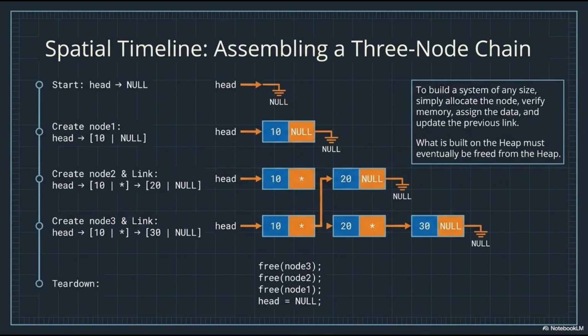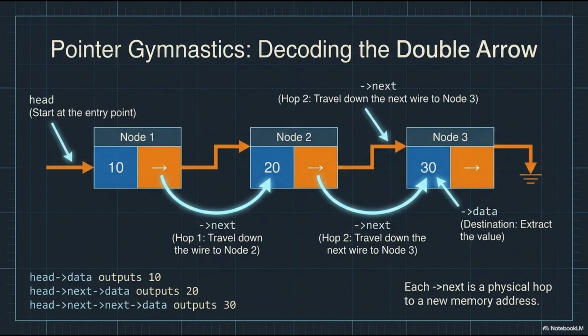This is vital. What is built on the heap must eventually be freed from the heap. To prevent system crashing memory leaks, we literally have to use the free command on every single node before our program wraps up. Since manual labor doesn't scale, let's see how we automate all this architecture.